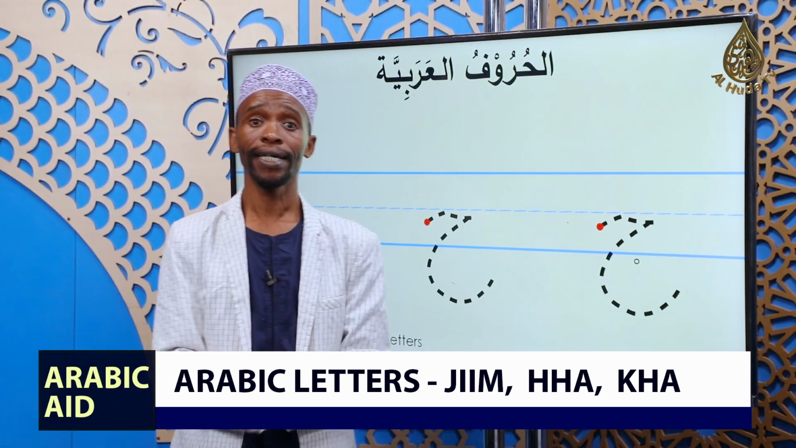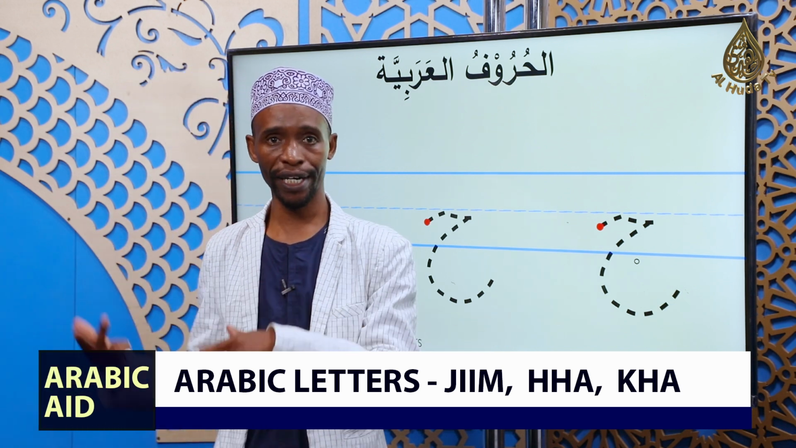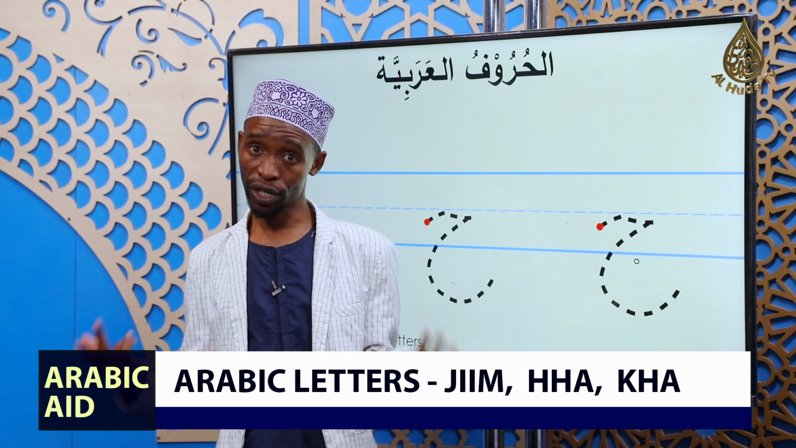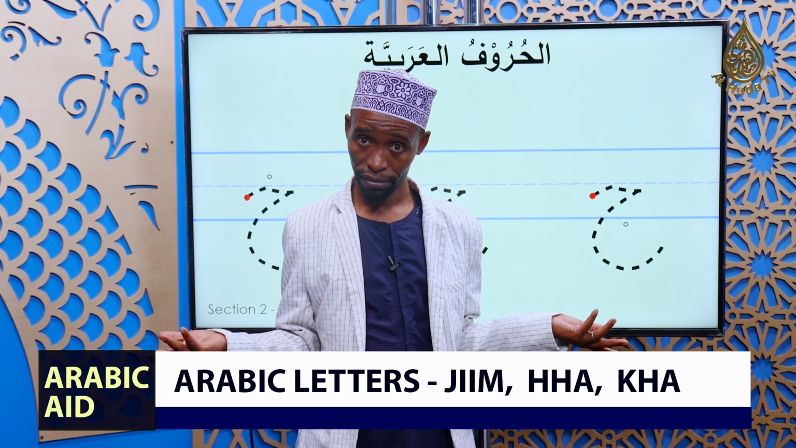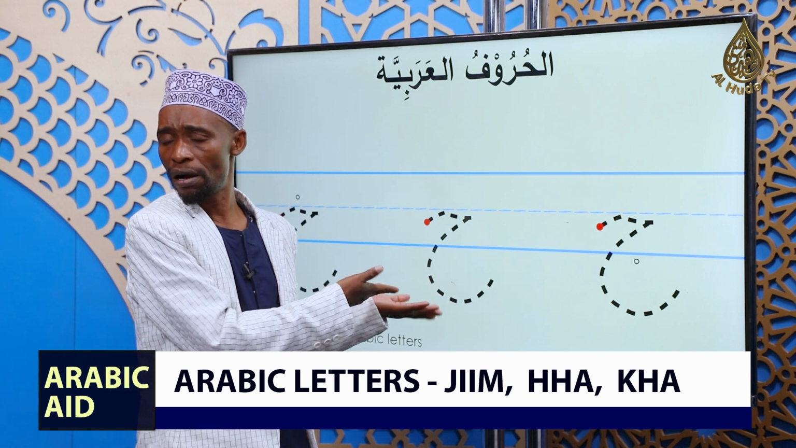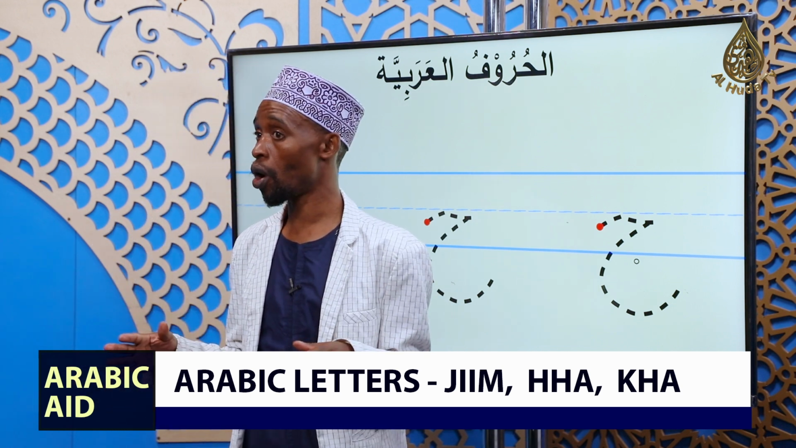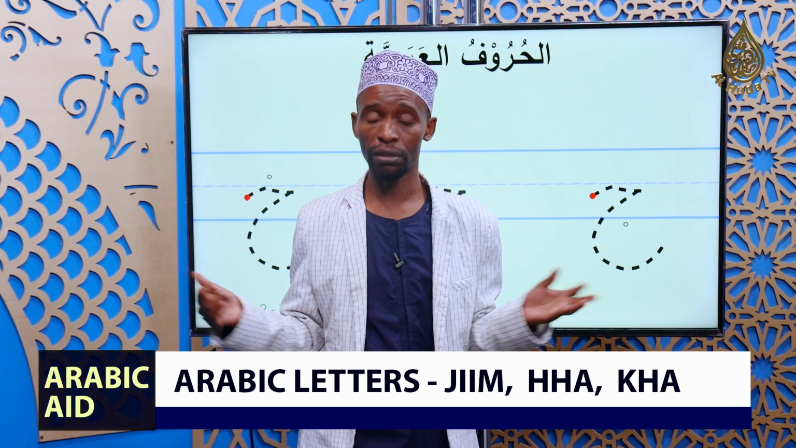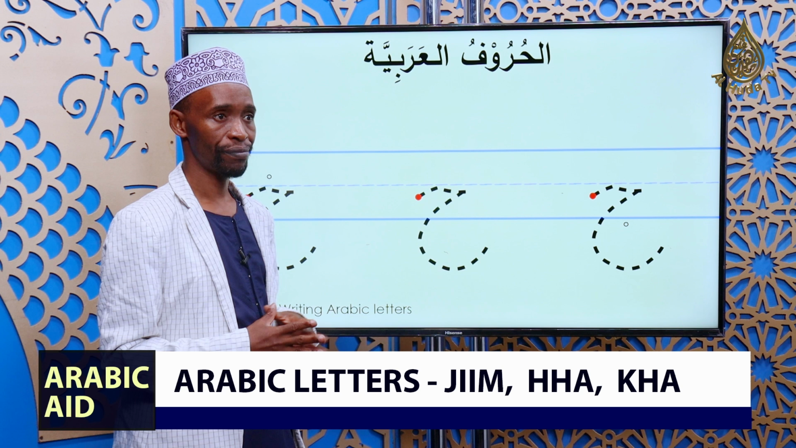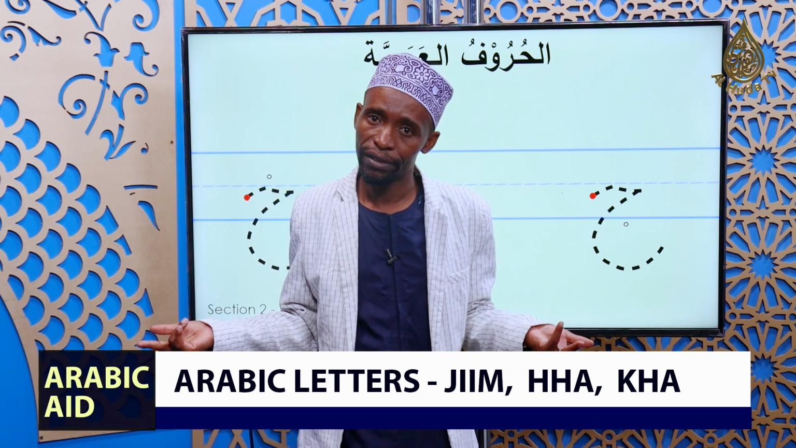Now, let us identify the dotted and undotted letters. Starting with Jiim, is it dotted or undotted? How about Hha? Is it harf manqut or ghayr manqut? And finally, Kha. Which type of letter is it?